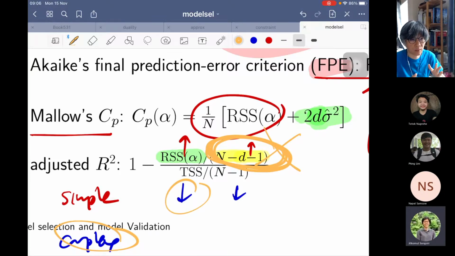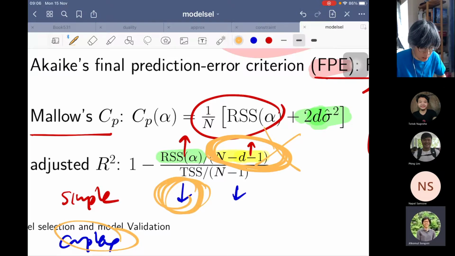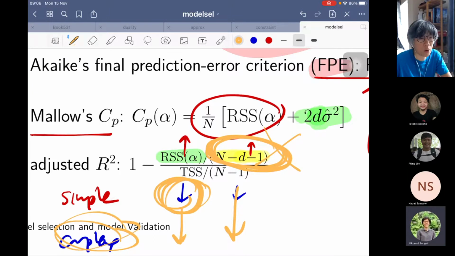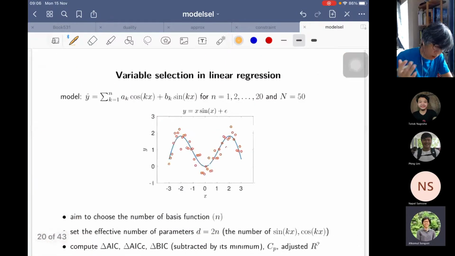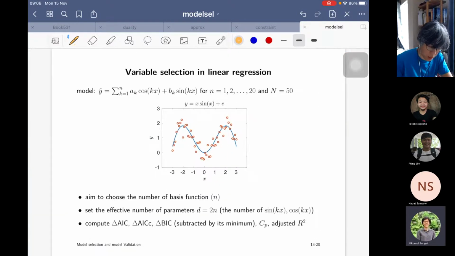You know what I mean? Like when the model is more complex, even though the RSS is lower and lower, the denominator is also lower. So the ratio could be bigger at some degree of model complexity. Maybe we take a look at the graph so that you can see the explicit effects of using these scores.